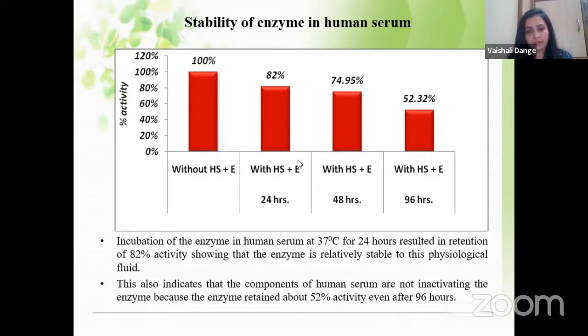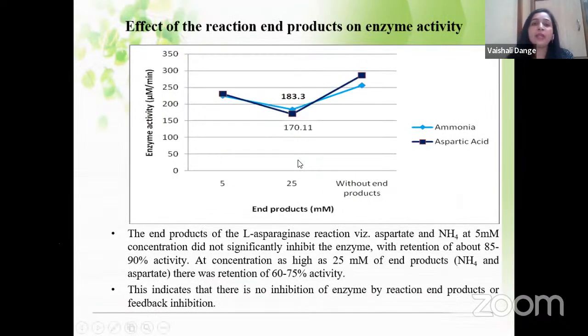Next. Yes. Now, the effect of different end products. This graph shows whether the enzyme activity shows feedback inhibition or not. This graph signifies that two products are formed, aspartate and ammonia, which will not participate again with the enzyme, so the enzyme does not show feedback inhibition.